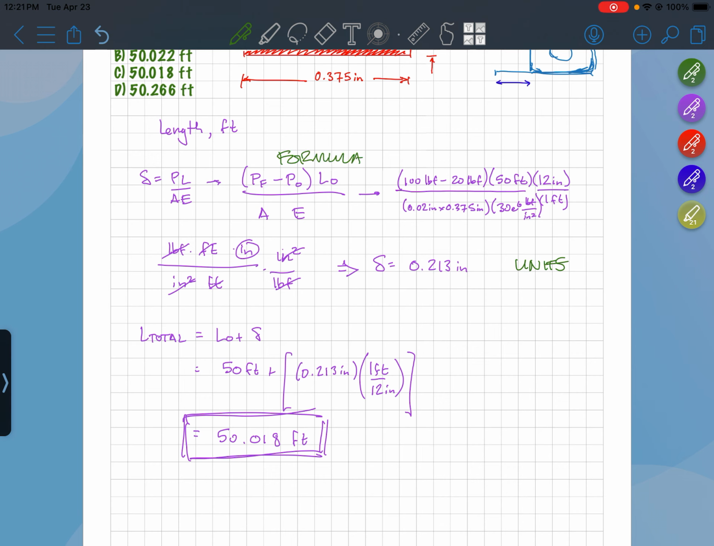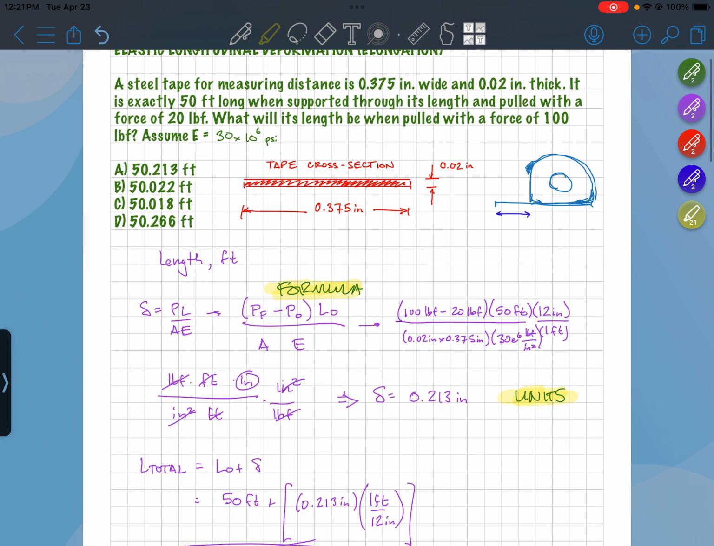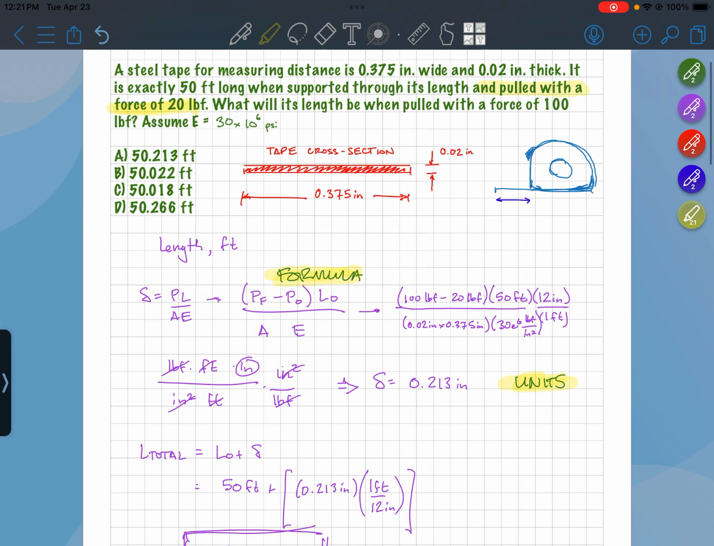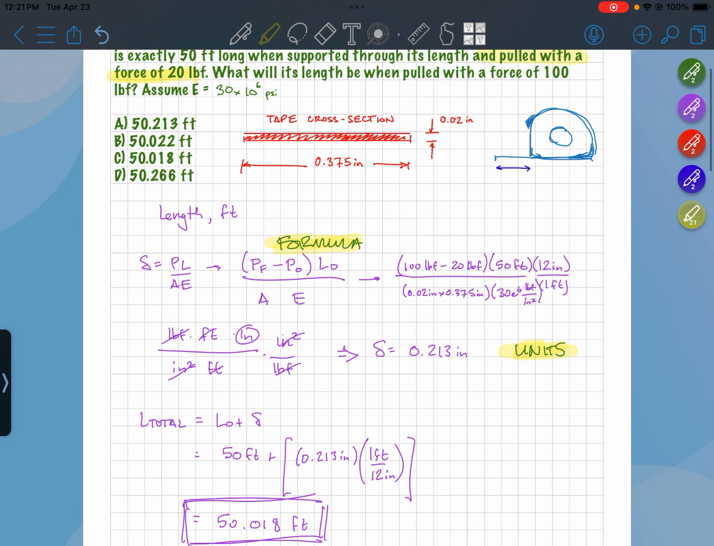So here are the big things that we can make sure we pay attention to. Units, formula familiarity. Reading the question slowly would have helped us know, pulled with a force of 20 pounds, what that means. And our answer, which we haven't gone over yet, is C. So that's it, guys. This is a simple problem. In fact, probably bordering on a fair too simple for the PE exam. However, it shows the basic concepts.